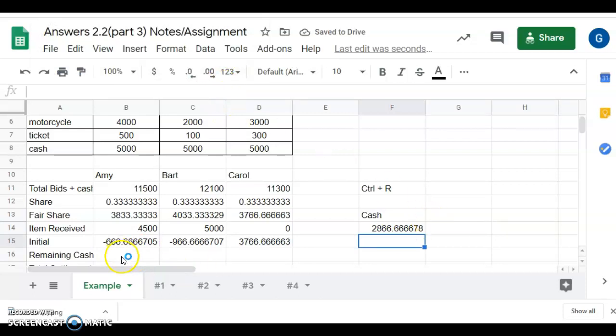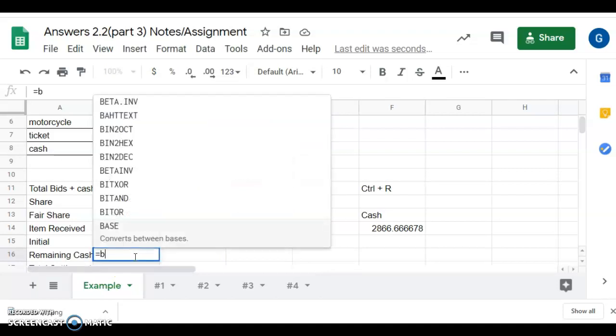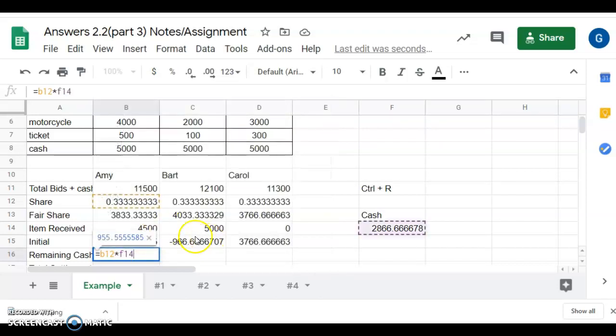So what we need to do for their remaining cash, now here's where if their share was different, each person has a different amount. But since this is divided evenly into 3, I'm just gonna take that B12 and then times this F14. I'm gonna go equals B12 times F14. And you can see those boxes highlight. So it's Amy's share, she got 33.3% times that leftover cash.